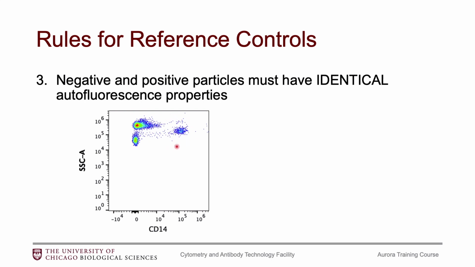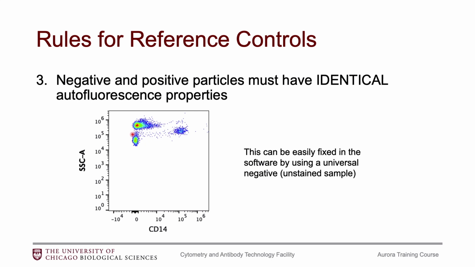So in order for the autofluorescence properties to match between the positive and negative particles, we need to have an unstained monocyte population. So we need to set this up in the software using a feature called universal negative. That requires us to bring an unstained sample or unstained tissue. That means if we have multiple tissues within our experiment, we definitely need to make sure we have multiple unstained cells.